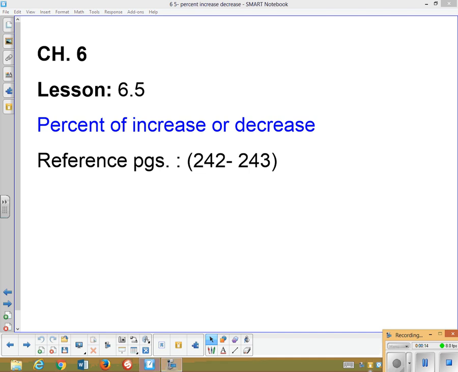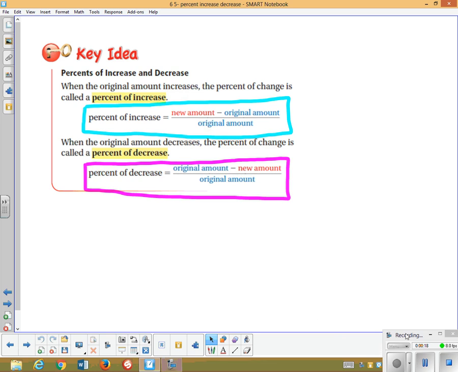Okay, let's go ahead and get started with some key ideas. I'd like you to copy down only the highlighted area that I did in blue and in purple. We're going to first talk about percent of increase, and there's a formula that you're going to need to know. For percent increase, you will have the new amount subtract the original amount, divided by the original amount.